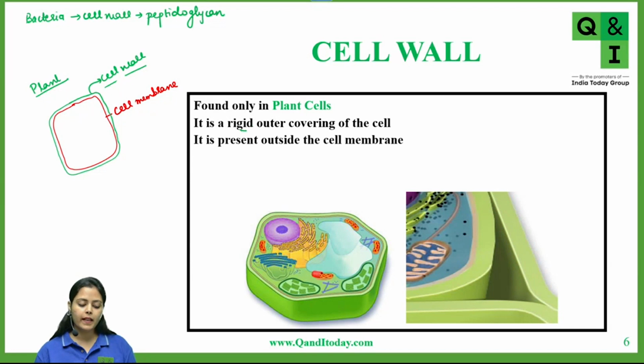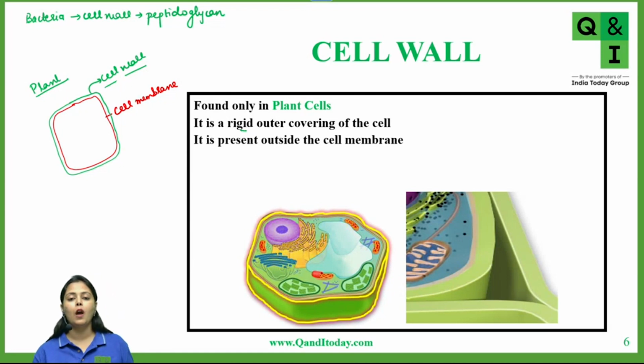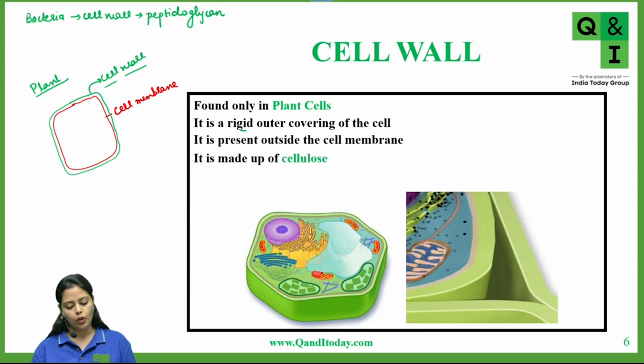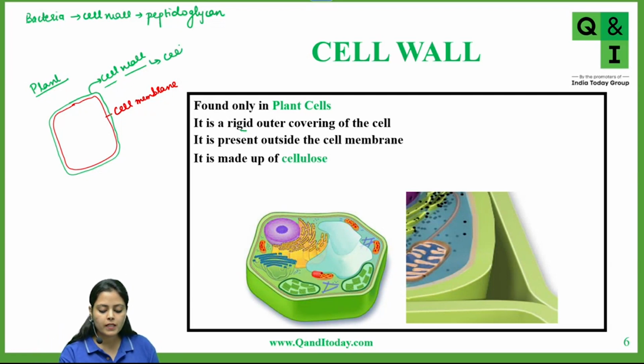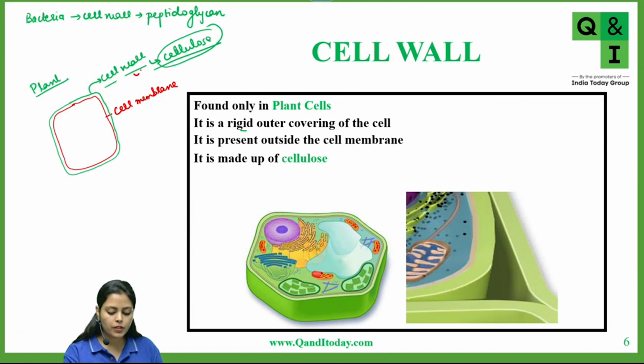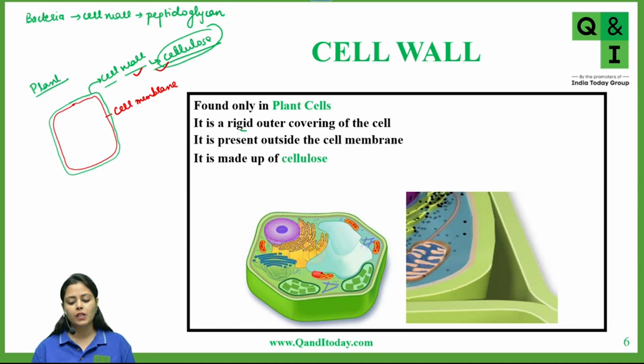It is present outside the cell membrane, as I have shown in the diagram: this is the cell membrane, and outside it you have the cell wall. You can see in the animation that this blinking part outside the cell membrane is called the cell wall. In plants, the cell wall is made up of cellulose. Very, very important. In bacteria, the cell wall is made up of peptidoglycan, however, in plants it is made up of cellulose.